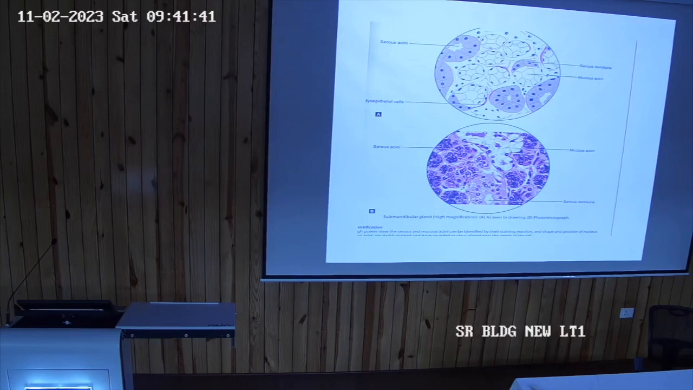Why am I telling you that it is not seen in parotid gland? Parotid gland is a purely serous gland. So don't say serous demilune in parotid gland. Clear this thing. They are seen in the mixed glands, maybe the sublingual or submandibular. And this you can see very clearly here.